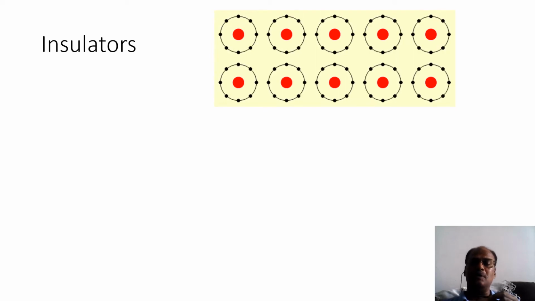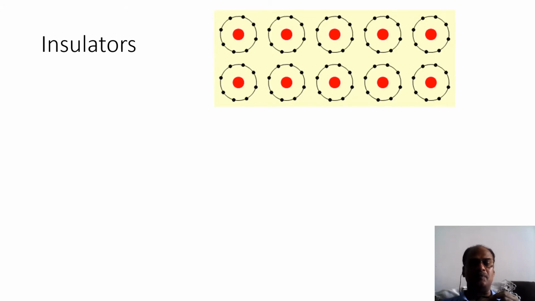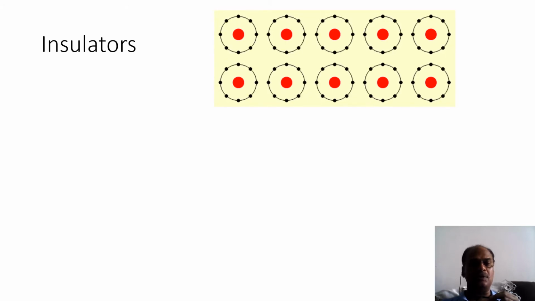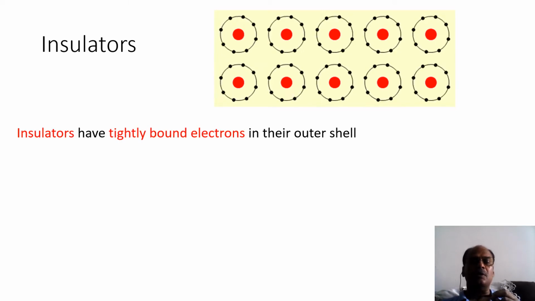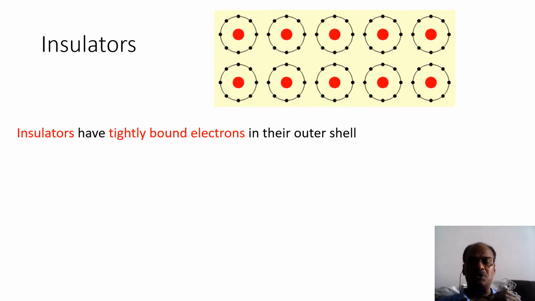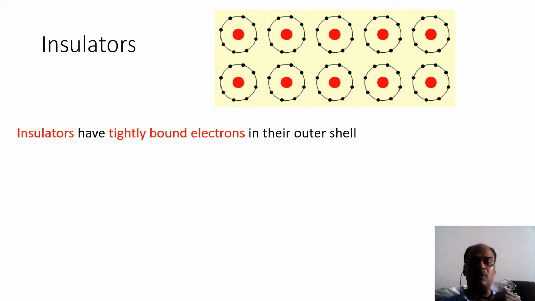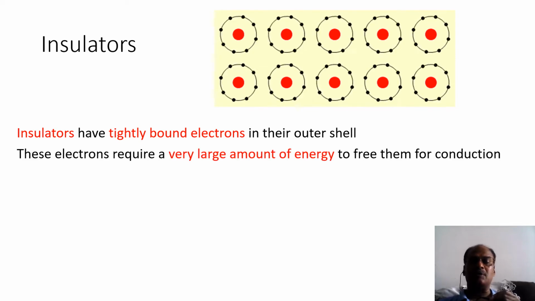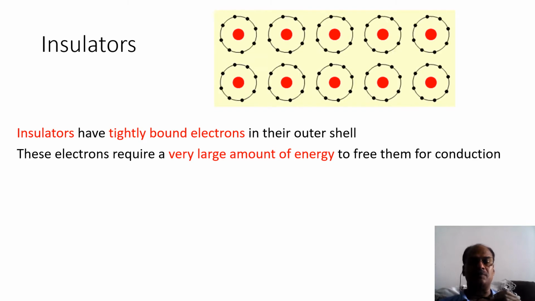Hello. Now we will see the three types of materials which exist. The very first is insulators. Insulators have electrons which are very tightly bound in their outer shell, so no electron is available free for conduction. These electrons require a very large amount of energy to be freed for conduction.